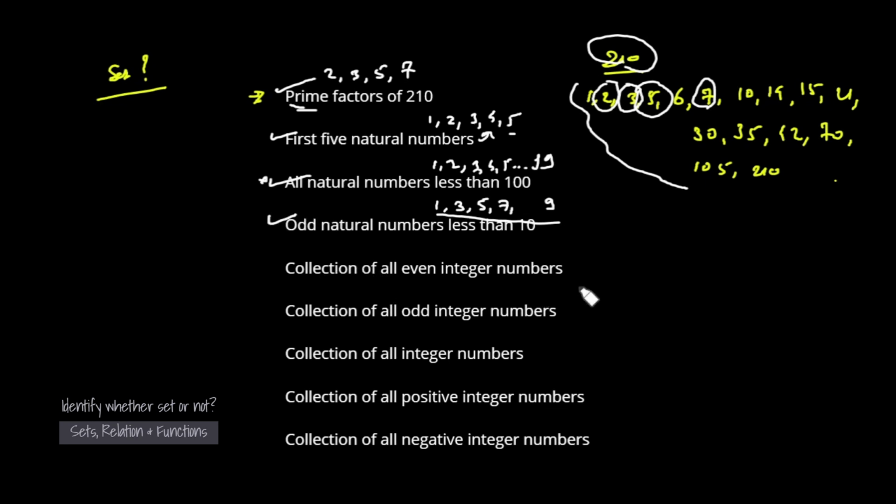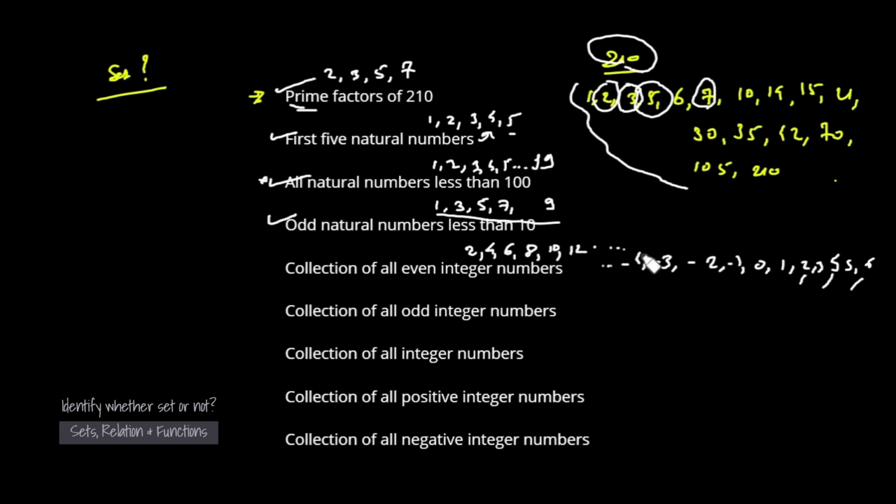Collection of all even integer numbers. Integer numbers start from minus infinity to minus 4, minus 3, then minus 2, minus 1, then 0, 1, 2, 3. On the positive side also they expand in the upper direction, but we want the collection of even integer numbers only. So 2 will be there, then 4 we will consider, 5 not, it is 6, like that. So this particular collection will include 2, 4, then 6, 8, 10, 12 and like this.